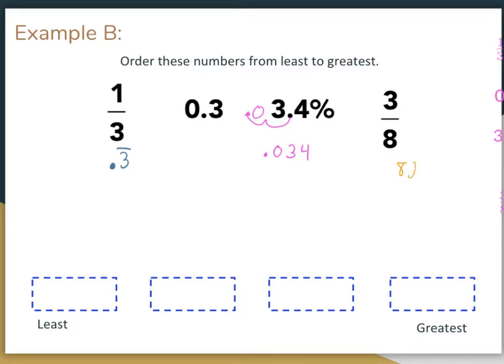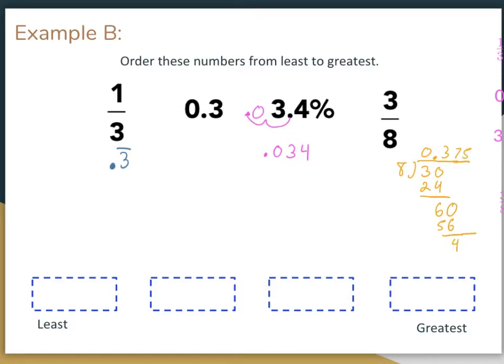I don't know 8 goes into 3. 8 does not go into 3, so I'm going to put a 0. I'm going to put my decimal point. I know it goes into 30, though. 8 goes into 30 3 times, which gives me 24. 30 minus 24 is 6. I know that 8 doesn't go into 6, so I'm going to need to bring down a 0. But 8 does go into 60, 7 times, 56. Bring down my 4.